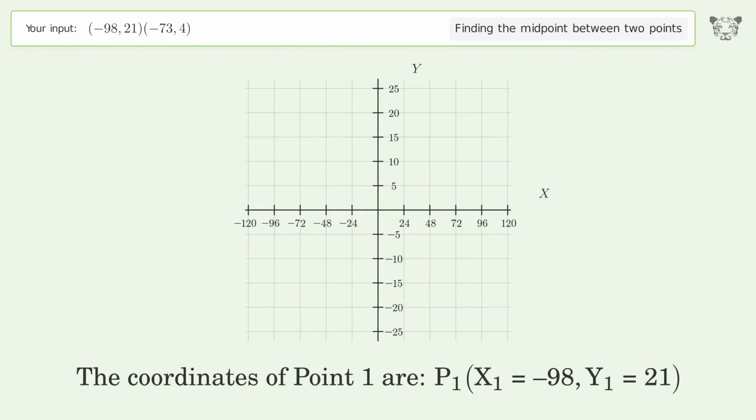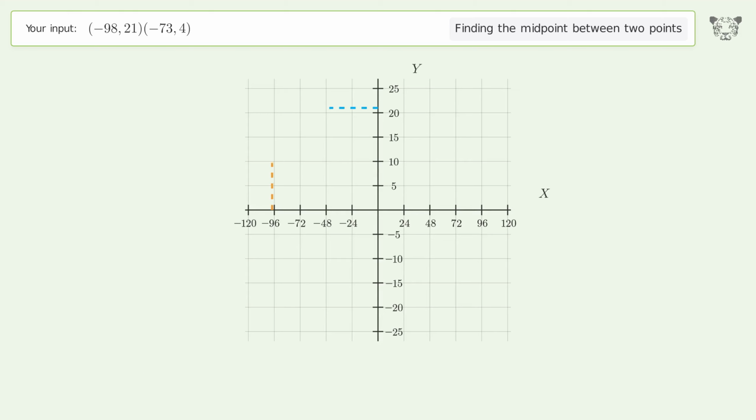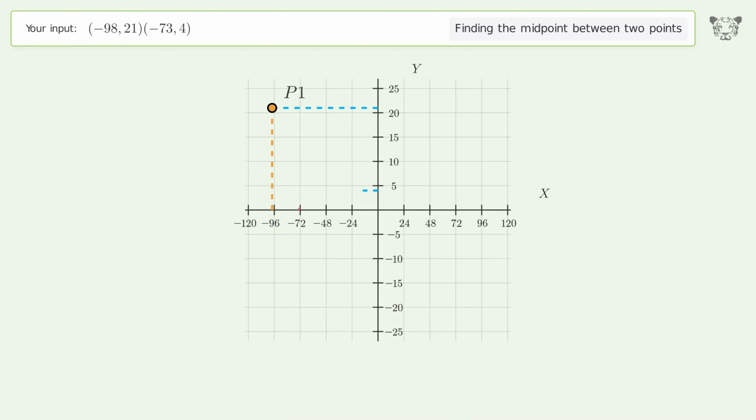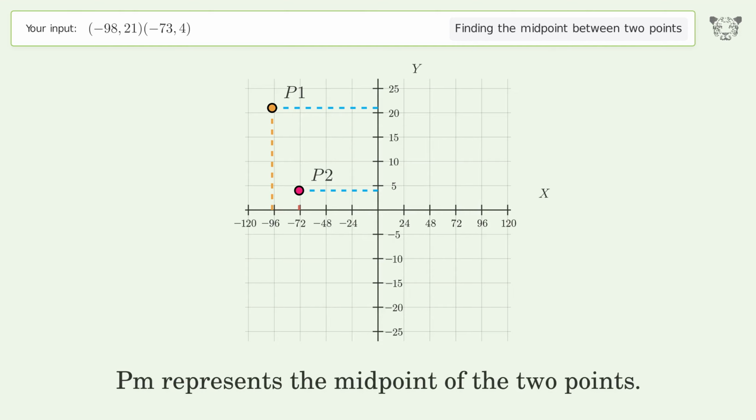The coordinates of point 1 are, x1 equals negative 98, y1 equals 21. The coordinates of point 2 are, x2 equals negative 73, y2 equals 4. PM represents the midpoint of the 2 points.